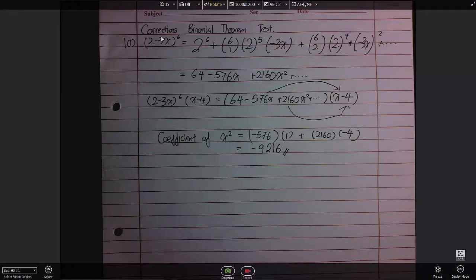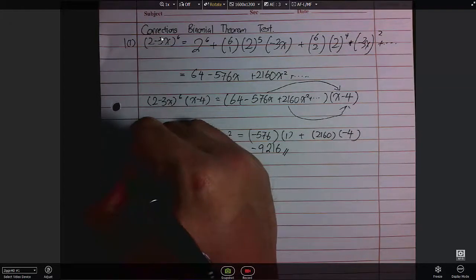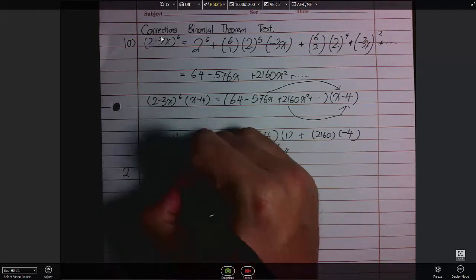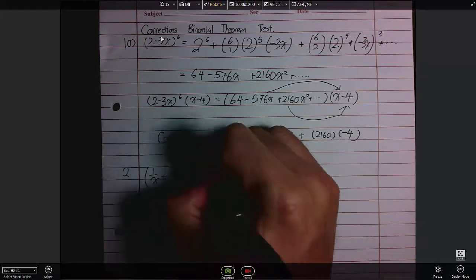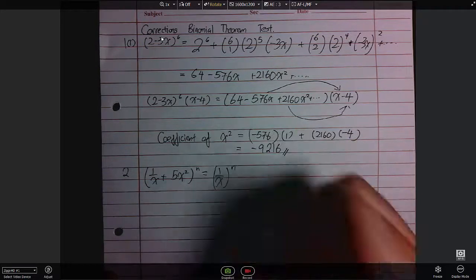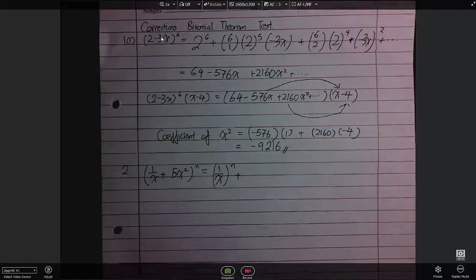So just work with the numbers before x squared. Now, question 2. They say in the expansion, the second term and the third term have coefficients in the ratio 1 to 20. Find n. First and foremost, I have 1 over x plus 5x squared, to the power of n. Then I have my first term, plus my second term.